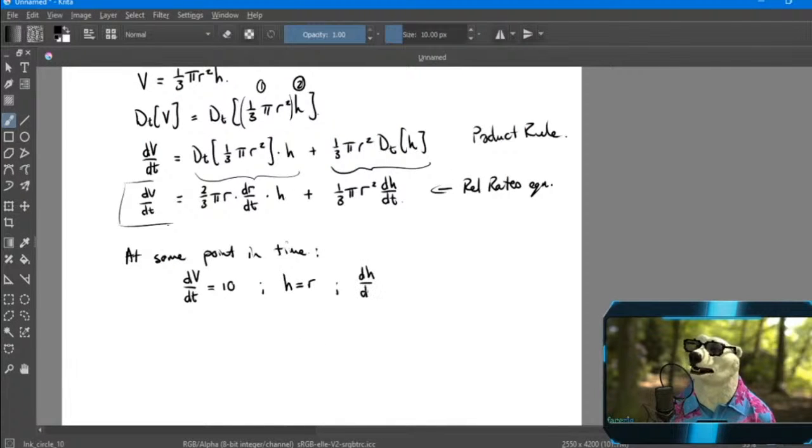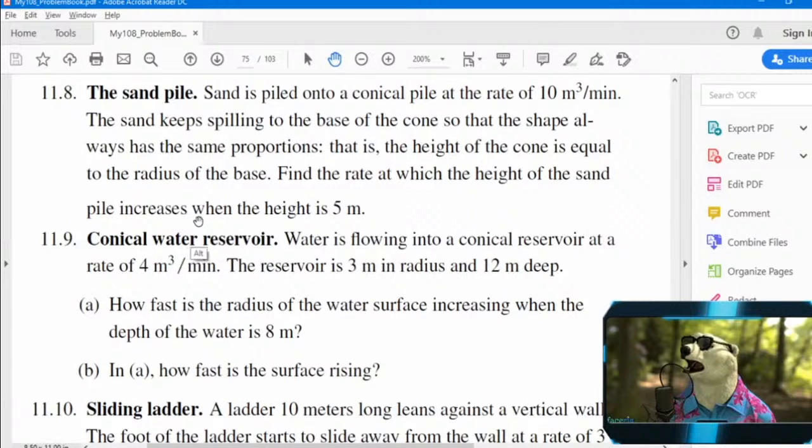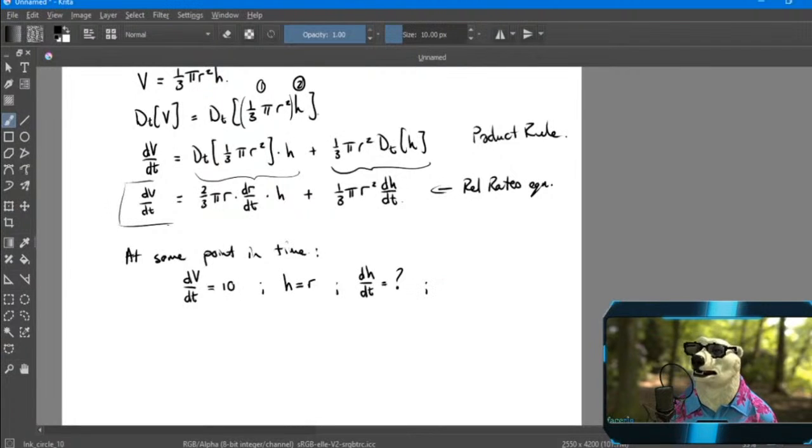We want the rate of change of the height, so question mark. And we have the point in time when the height is 5 meters. So the height is going to be 5 meters. So in my related rates equation, I have a value for the dV/dt. I do have something for r. The dr/dt we will have to see. I have something for h. I have something for r. The dh/dt is what I want.